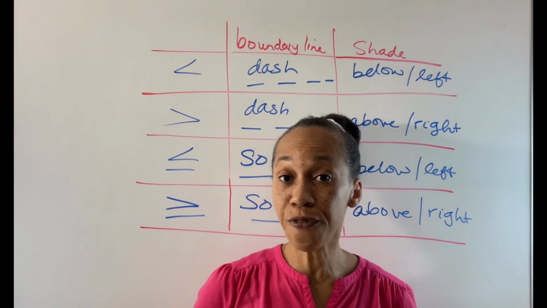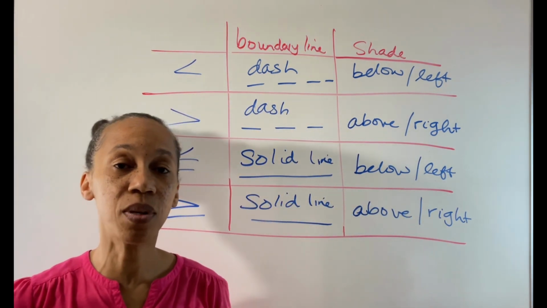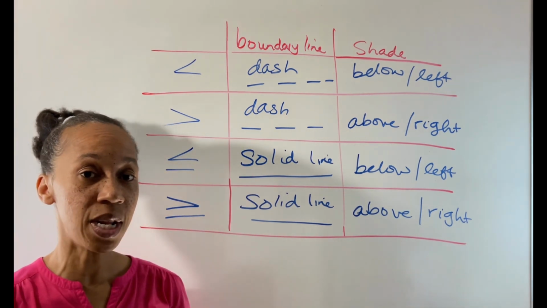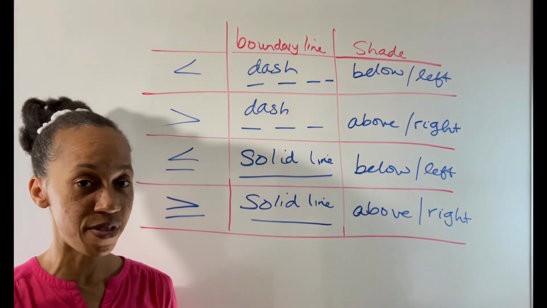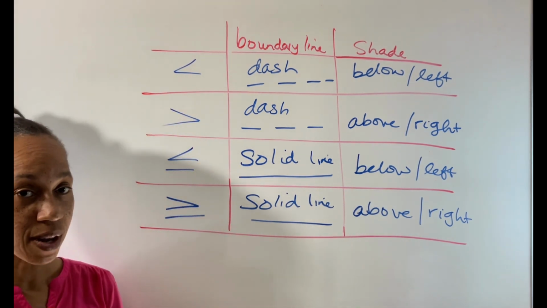So those are the four main types of inequality symbols that you will see when you are given a system of linear inequalities to graph. You must know this first before you start graphing. Let's start out with a system of linear inequalities that I want to graph for you.